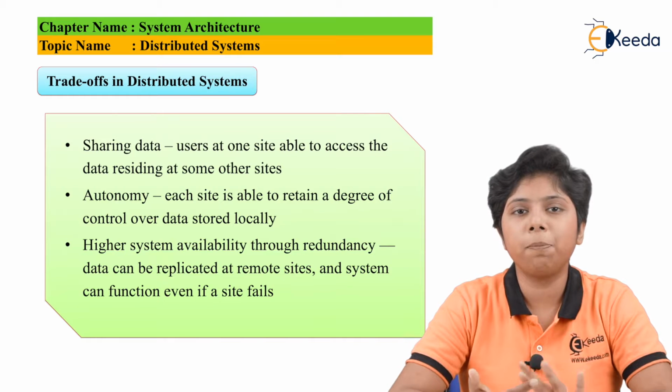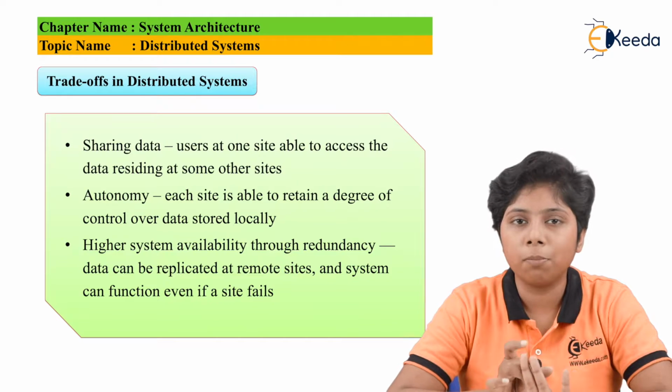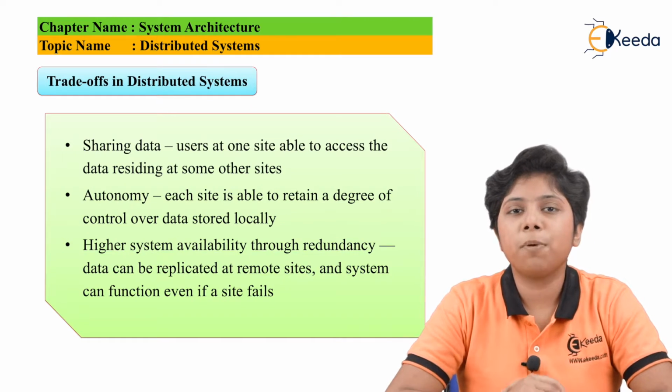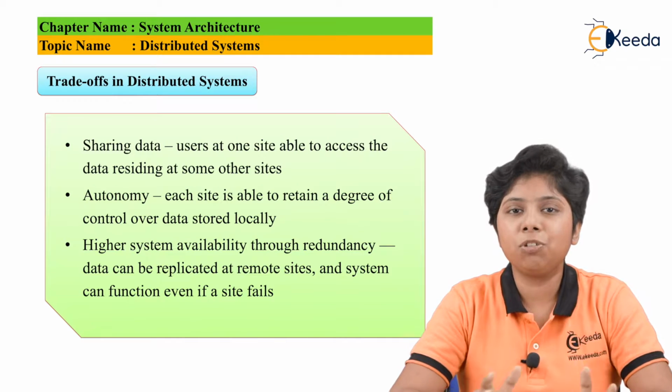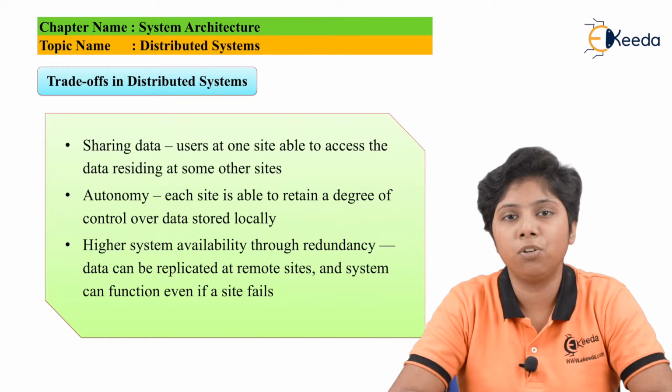So there are three parts to it. One is the sharing of data, second is the autonomy, and third is the availability. First, we are talking about the sharing of data. As we are talking about a distributed system, as the name suggests, we are sharing the data, distributing the data over the nodes.